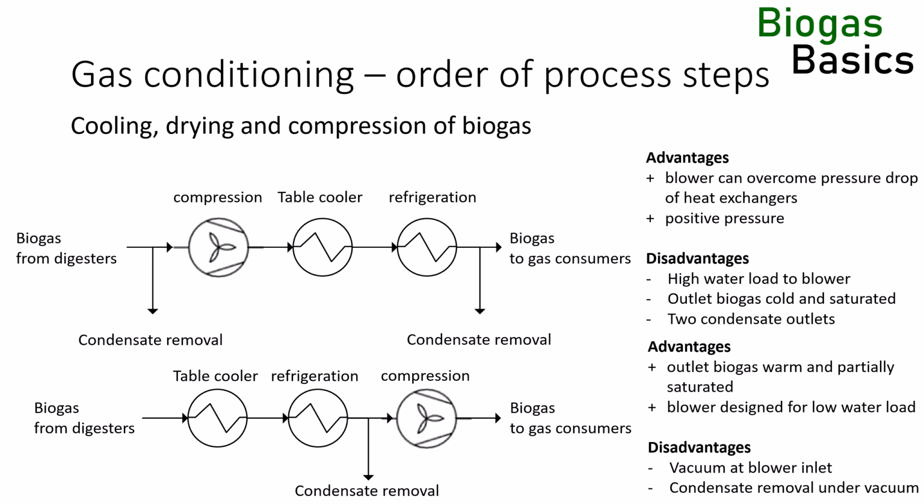The major disadvantage is that the pressure at the inlet of the blower will become negative in most cases. The heat exchangers have a large pressure drop of around 10 to 20 millibars. If the pipeline develops a leak, air can be sucked into the biogas, which in theory can create an explosive atmosphere.